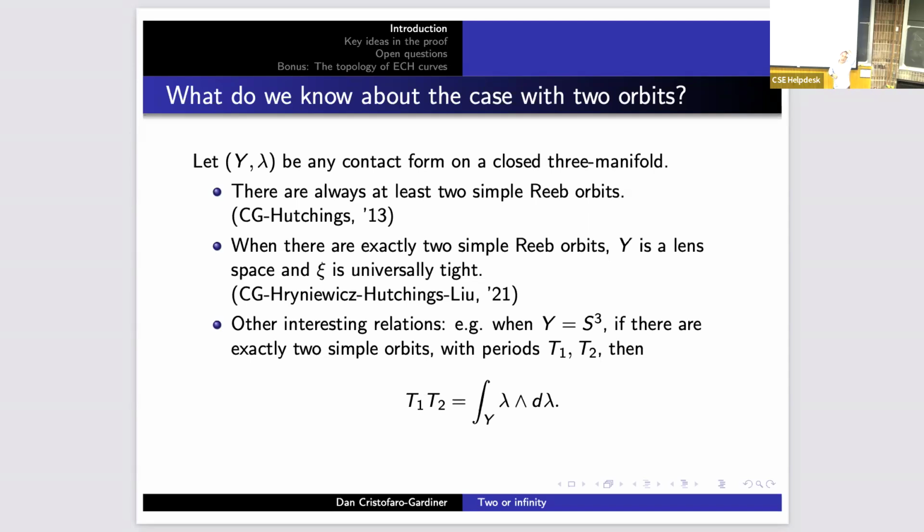Is it known that generically, if it's non-torsion, you have infinitely many orbits? Yes. If it's not torsion, then generically you have it. Okay, more questions?